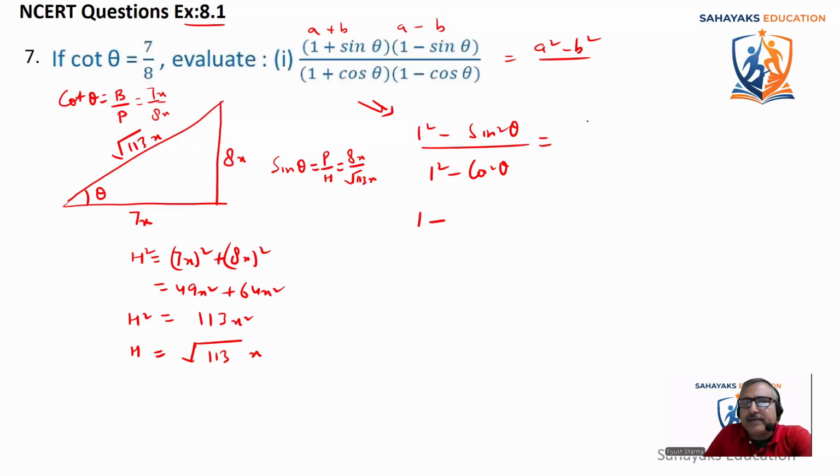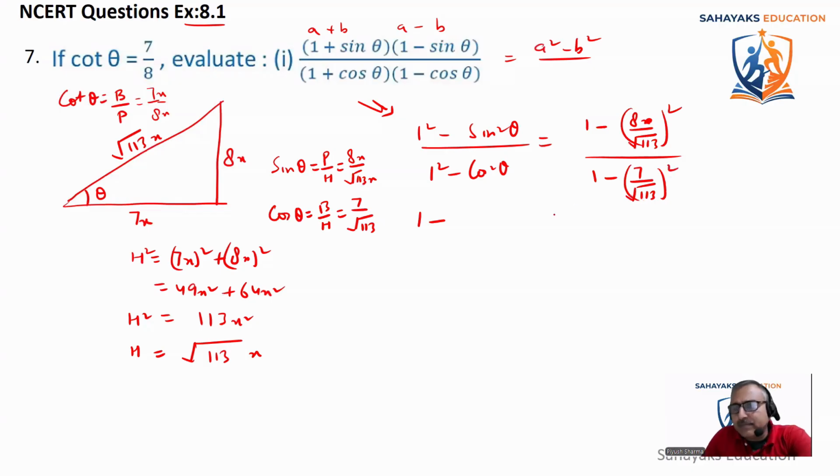Okay, so I'm writing 1 minus 8 by square root of 113, whole square. The x's will get cancelled out. And when we talk about cos theta here, it is equal to base by hypotenuse, and that comes out to be 7 by square root of 113. Okay, so it is 1 minus 7 by square root of 113 whole square.